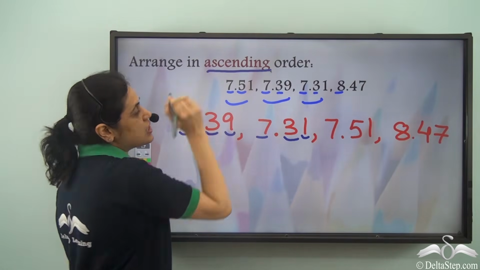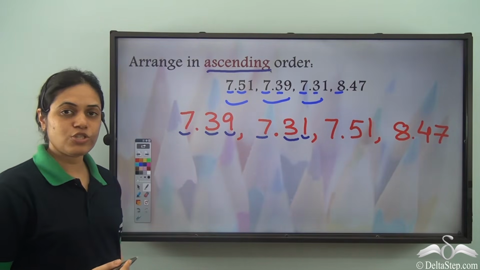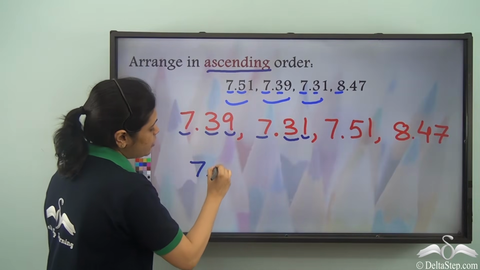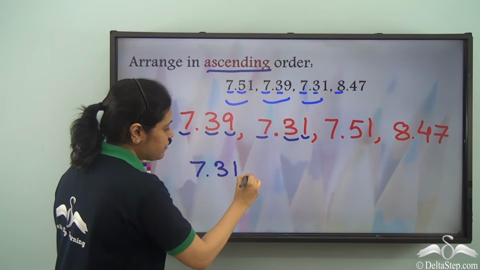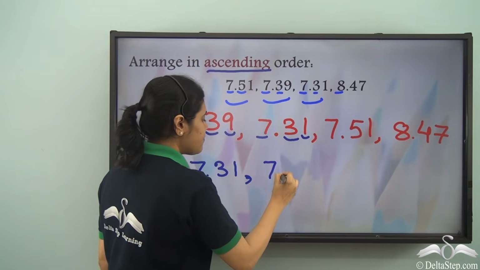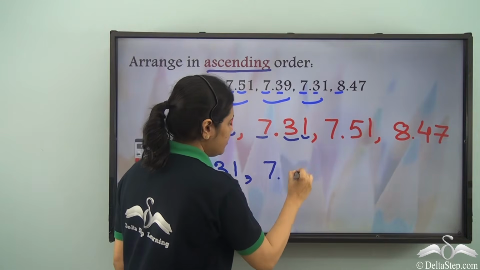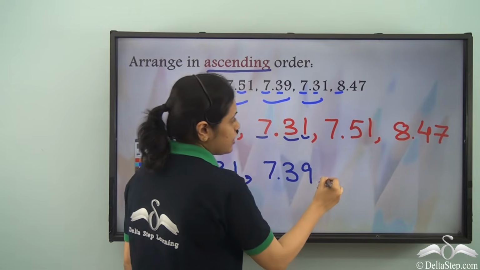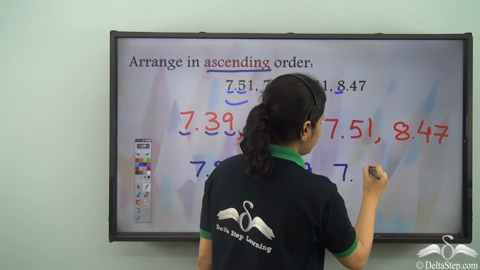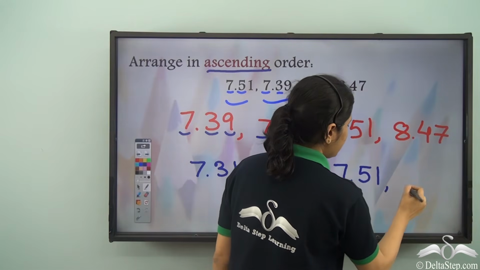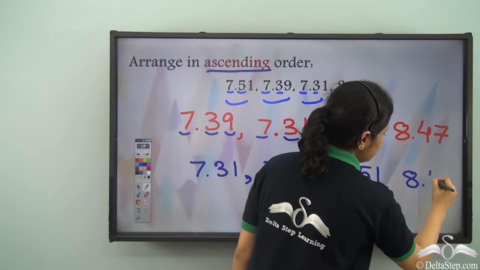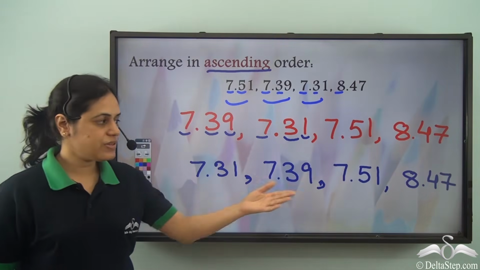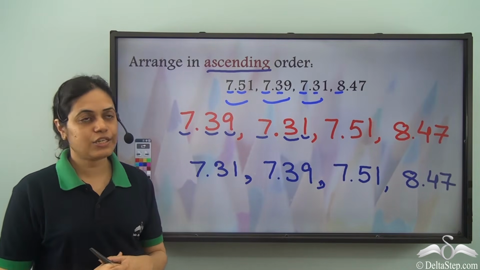Because I have to arrange in ascending order, I need to put the smallest number first. So it is 7.31, then 7.39, then 7.51, and 8.47. So these are the numbers arranged in ascending order.